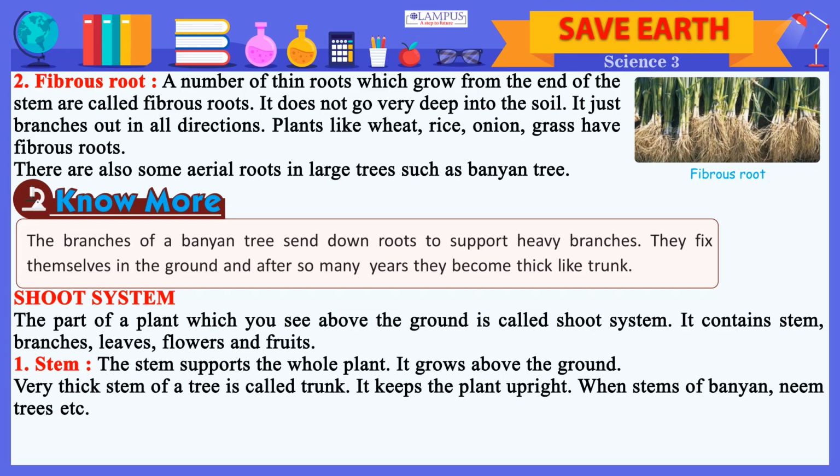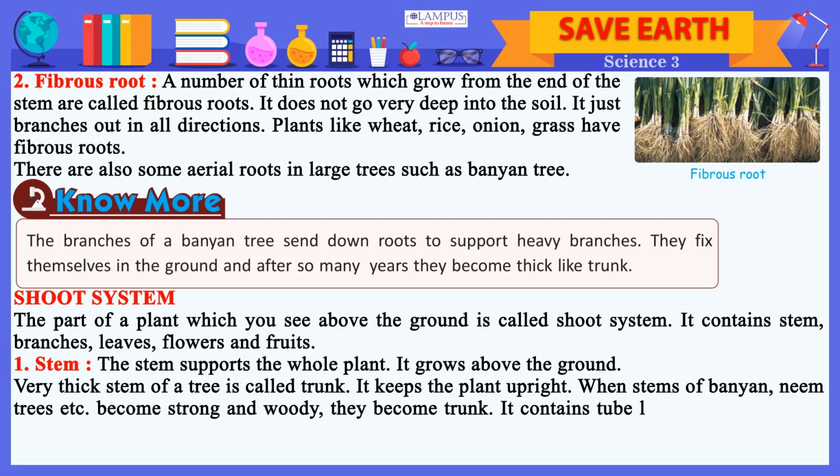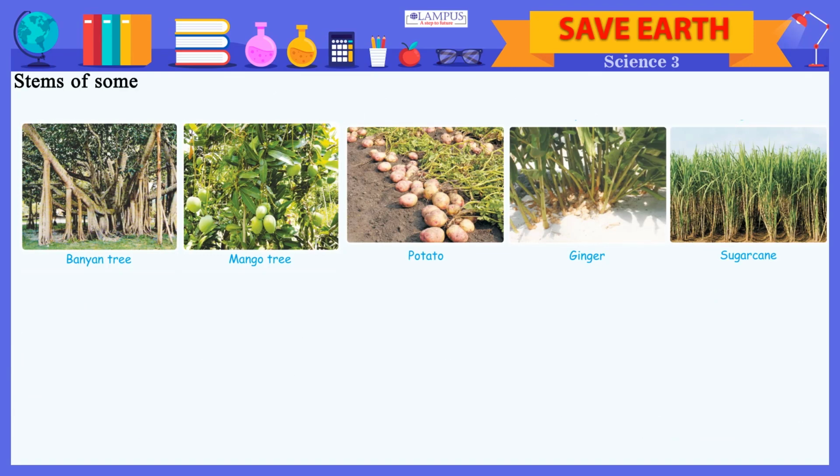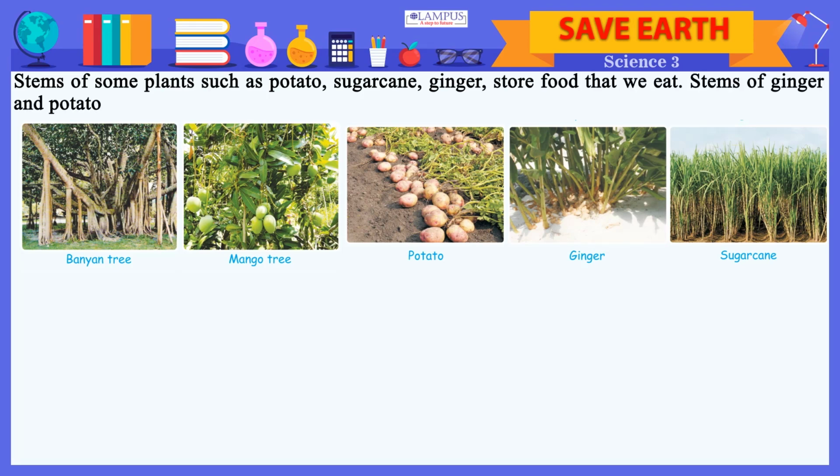When stems of banyan, neem trees etc. become strong and woody, they become trunk. It contains tube-like structure to carry minerals and water from soil up to leaves. It also contains thin tubes to carry prepared food from leaves to different parts of the plant. Stems of some plants such as potato, sugarcane, ginger, store food that we eat. Stems of ginger and potato grow under the ground. Banyan tree, mango tree, potato, ginger, sugarcane.